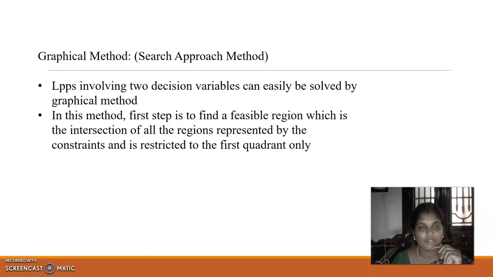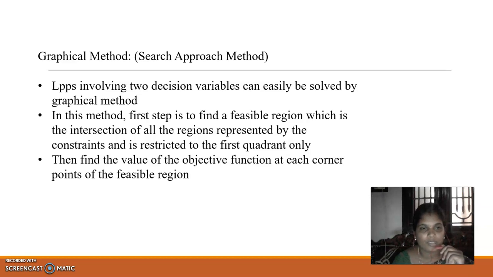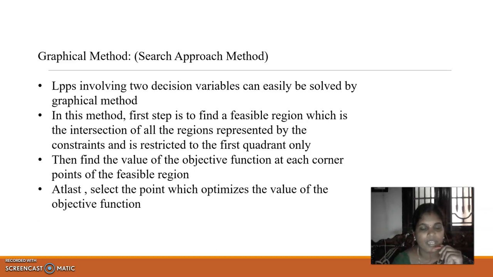The second point is, the first step is to find the feasible region. And what is the feasible region? It is the intersection of all the regions represented by the constraints, and it should be restricted to the first quadrant. The third point is we have to find the value of the objective function at each corner point of the feasible region. And at last we have to select the point which optimizes the value of the objective function. Let's see about it briefly while doing the problem.